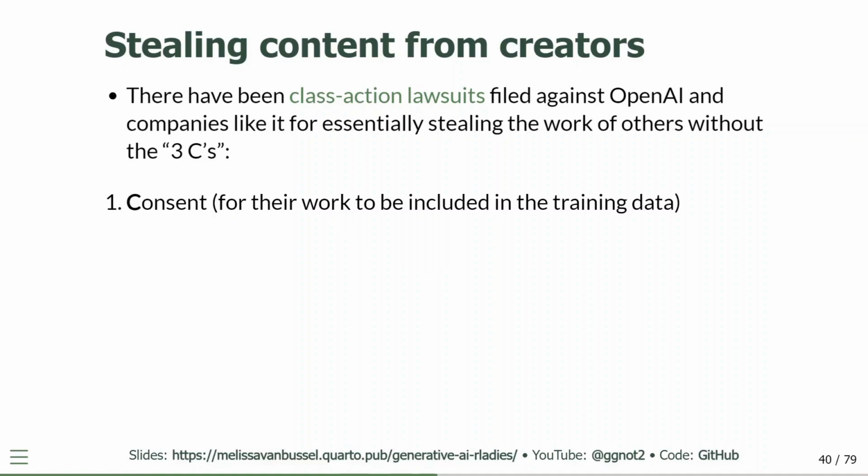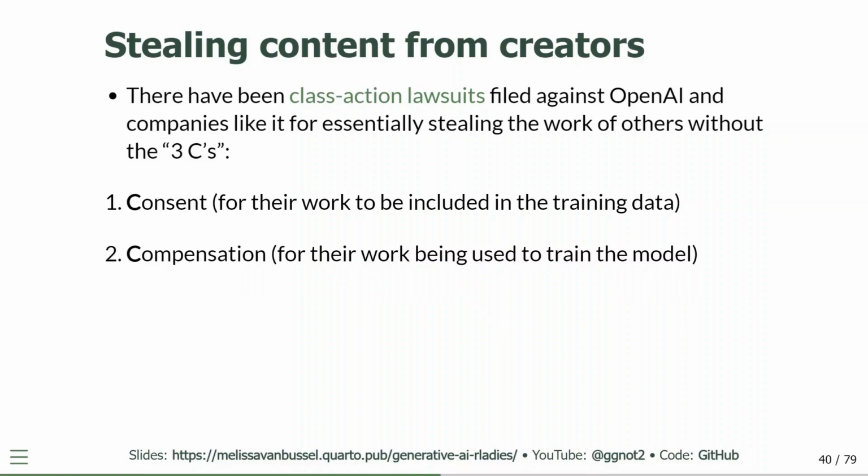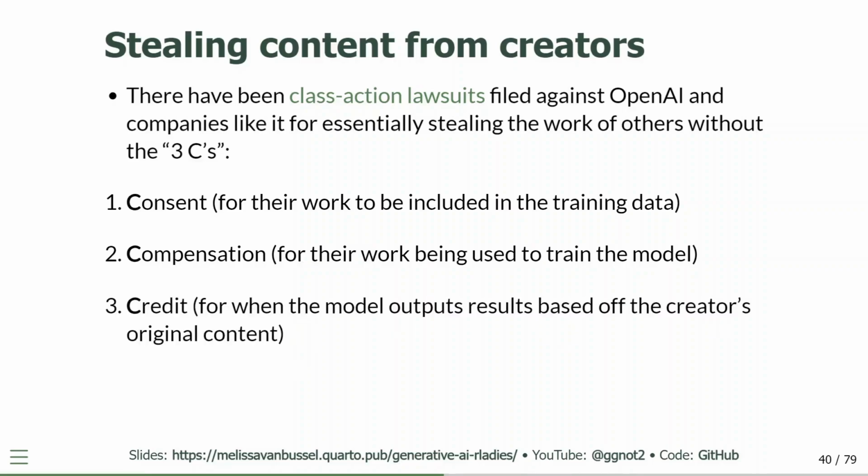First C being consent, for the person's work to be included in the training data. The second C standing for compensation, for that person's work being used to train the model. And the third C being for credit, if a model outputs results that are based off somebody's original content. This has mostly been around image generation, but the same logic could be applied elsewhere.